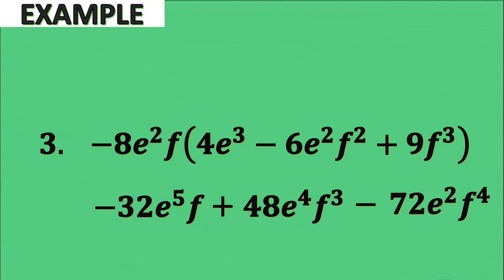The answer therefore is negative 32e raised to 5f plus 48e raised to 4f cubed minus 72e squared f raised to 4. So that's it. That's how we apply the distributive property of multiplication.